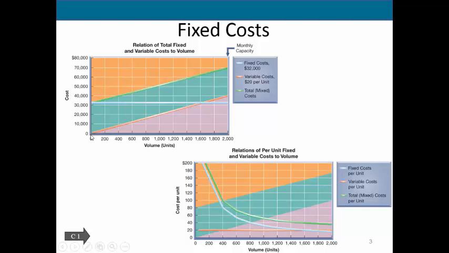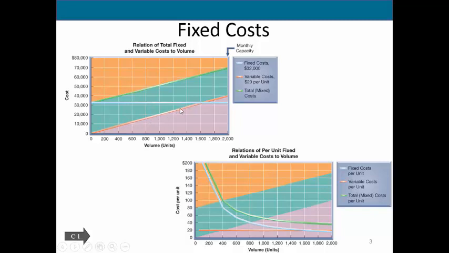So if our independent variable is 0, our total variable cost is also going to be 0. On the other hand, let's say our independent variable is 2,000 units. You can see here we have about 40,000 in total variable costs, because that's 2,000 units multiplied by $20 per unit for total variable costs of $40,000. So what you can see here, these two lines, this is our total fixed cost line and our total variable cost line.